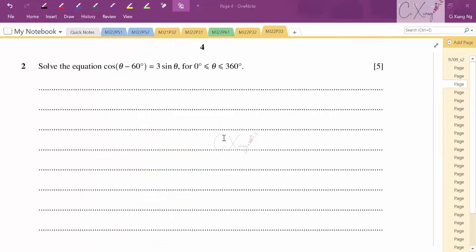All right, so question number 2. They want us to solve this equation, cos of theta minus 60 equals 3 sine theta, where theta is between 0 and 360.